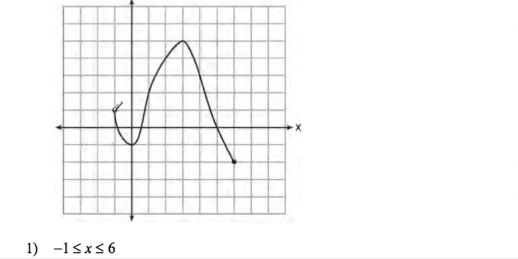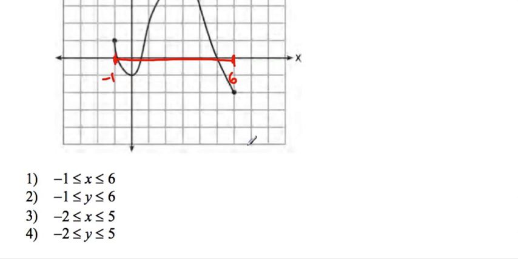The leftmost value of x is right over here, and the rightmost x value would have been right over here because of this point. So if you consider everything in between, we're starting from -1 and 1, 2, 3, 4, 5, 6. We end at 6. So -1 through 6 becomes our answer, which is choice 1. Not choice 2, because we are looking at x values.